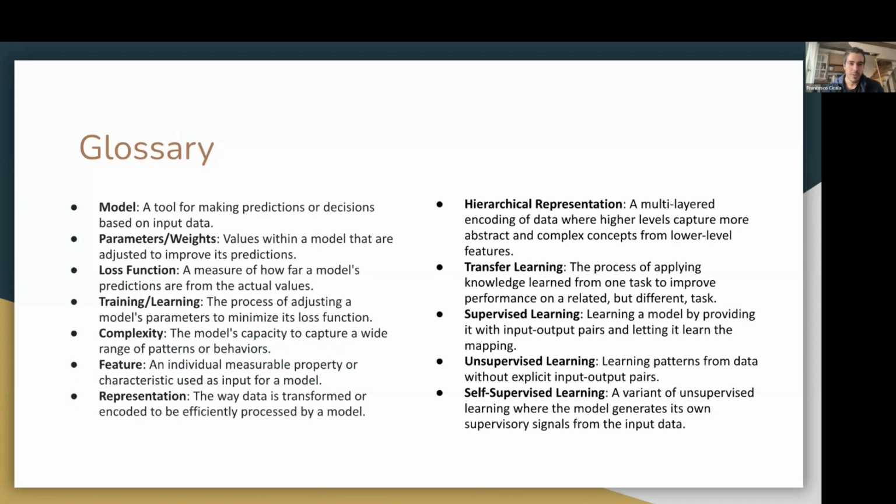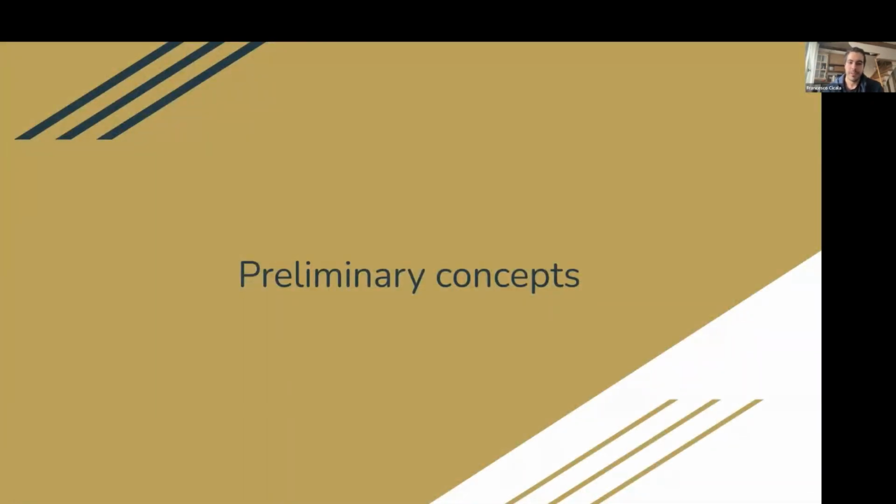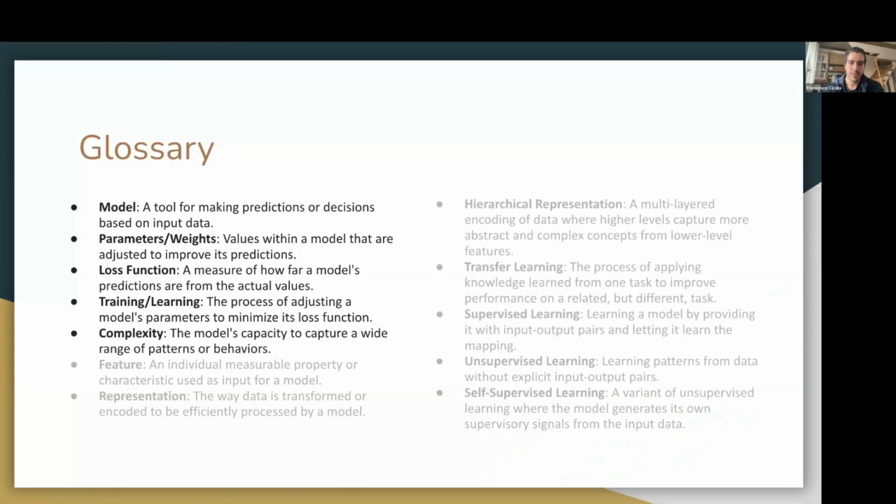Before each of these three sections, we will quickly read through some initial definitions of concepts that we'll be exploring in more depth in the section itself. So let's start with the first section, preliminary concepts. A few important words for this section. We have model, a tool for making predictions or decisions based on input data.